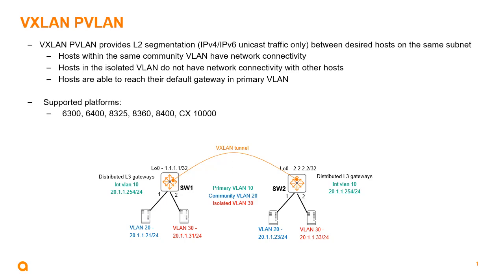But all hosts will be able to reach their default gateway in the primary VLAN. So the primary VLAN is the green one, and that's applied on the SVI. So that's the default gateway, so everyone can reach a default gateway, but they can be isolated if desired by placing them in isolated VLANs. But if hosts should communicate, they can be placed in the same community VLAN. These are the supported platforms: 63, 64, H25, H360, 8400, and CX 10.09.